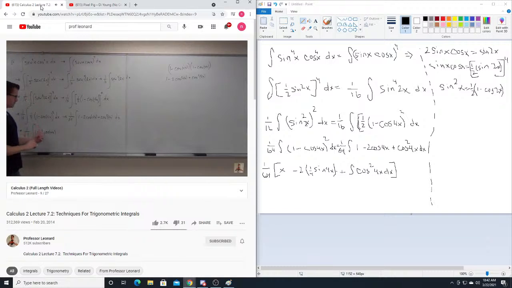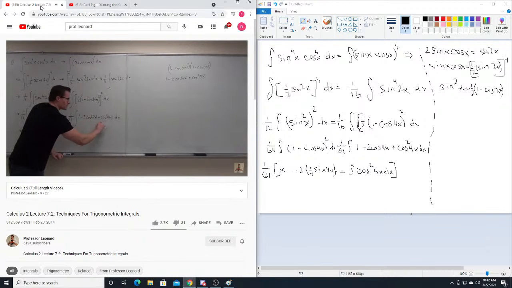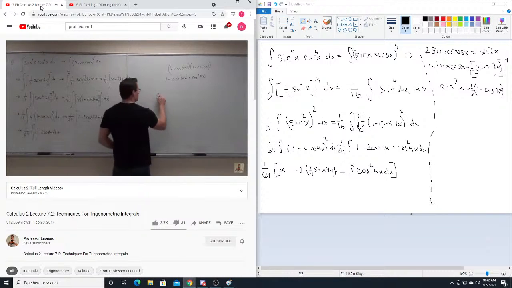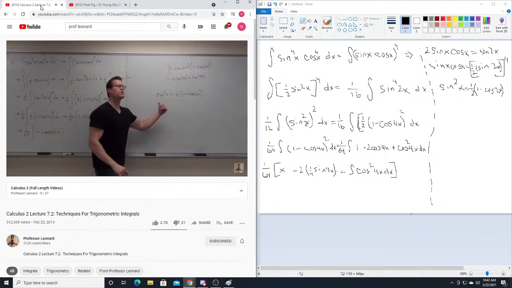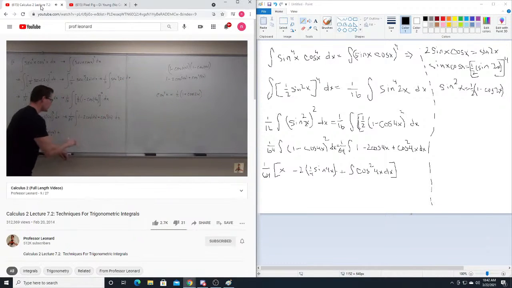So we have 1. We got minus cosine 4x. We've got a plus. Let's look inside here. Remember that cosine squared x equals 1/2 times (1 plus cosine 2x). Hopefully we're familiar with that one. Let's apply it here. I've got the 1, I've got the minus cosine 4x, I've got the plus.